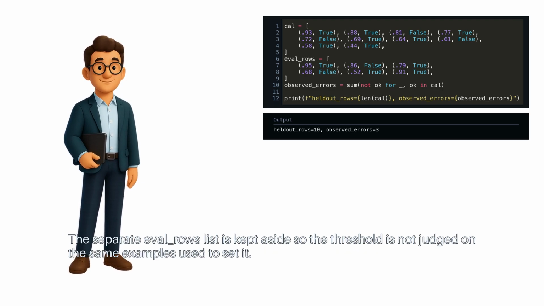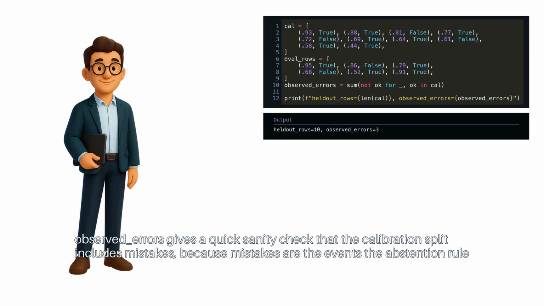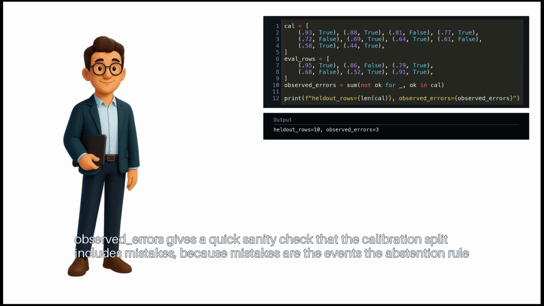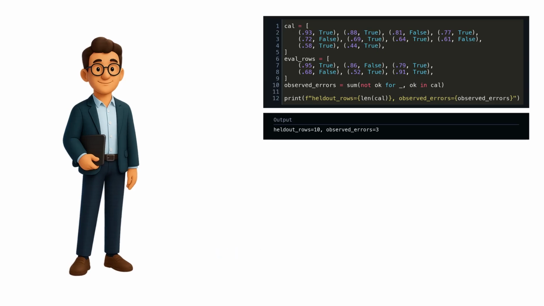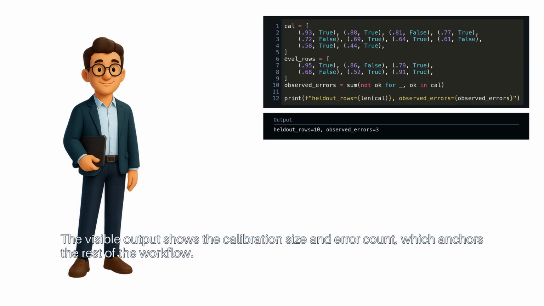The separate eval rows list is kept aside, so the threshold is not judged on the same examples used to set it. Observed errors gives a quick sanity check that the calibration split includes mistakes, because mistakes are the events the abstention rule must learn to avoid. The visible output shows the calibration size and error count, which anchors the rest of the workflow.